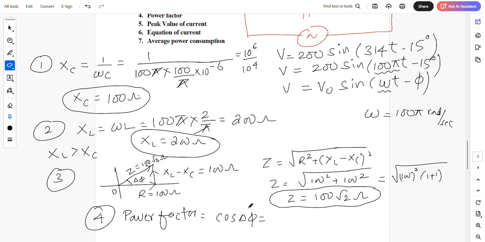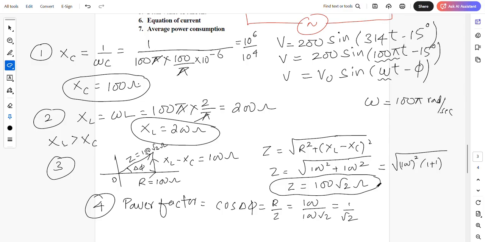What is the formula for cos of delta phi? Just now we wrote R by Z. How much is R? 100 divided by Z, 100 root 2, is equal to 1 by root 2. You can stop it here. 1 by root 2. If you are interested, you can write this as 0.707. That is not a problem. Otherwise, you can stop here.